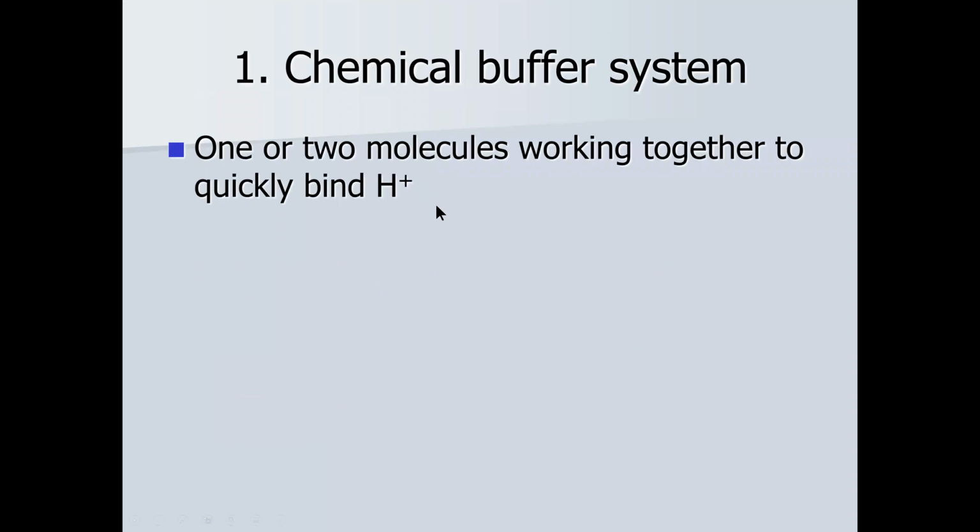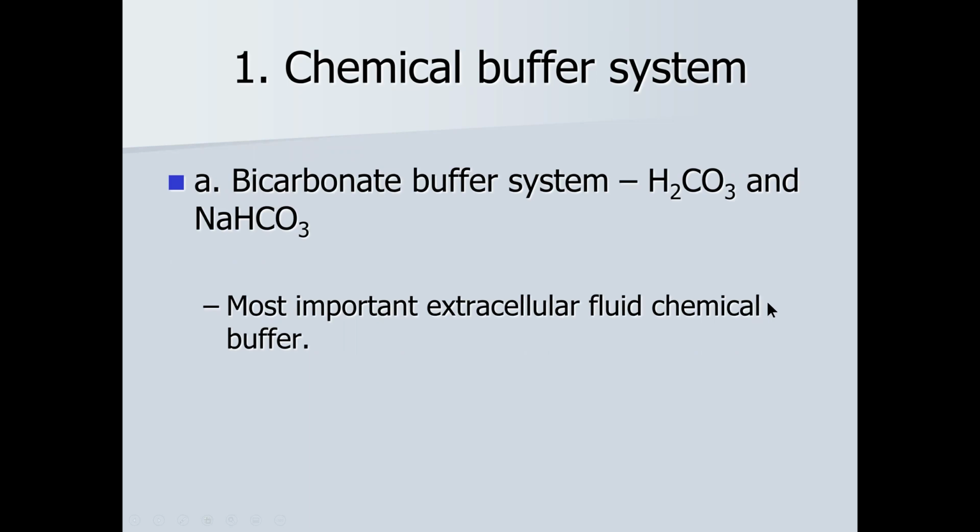Chemical buffer systems are one or two molecules working together that can quickly bind the hydrogen ion. We make a lot of acids, so that's primarily what we're dealing with, the hydrogen ion. The bicarbonate buffer system has carbonic acid and sodium bicarbonate, the most important extracellular fluid chemical buffer system. Extracellular fluid is 35% of the fluid, with two compartments, the vascular compartment and the interstitial compartment. We have a whole lot of buffer systems, but these are the two most common: carbonic acid and sodium bicarbonate.